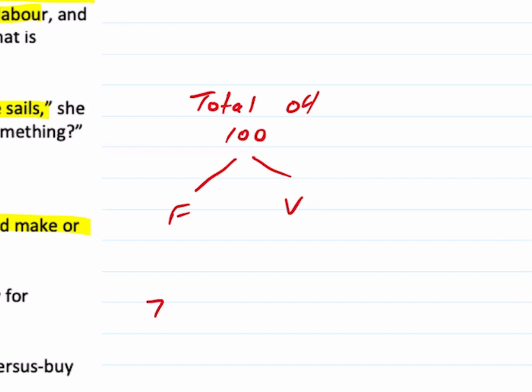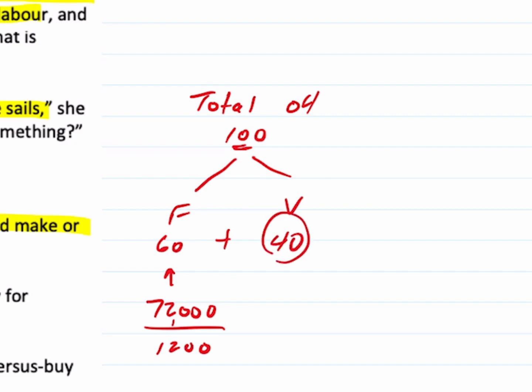Well, if we have $72,000 in fixed overhead divided by 1,200 sails, right, because that's what it's currently producing, 1,200 sailboats, that is a fixed overhead cost of $60 per unit, which means that in order to come up with a total overhead cost of $100, the variable cost must be $40.